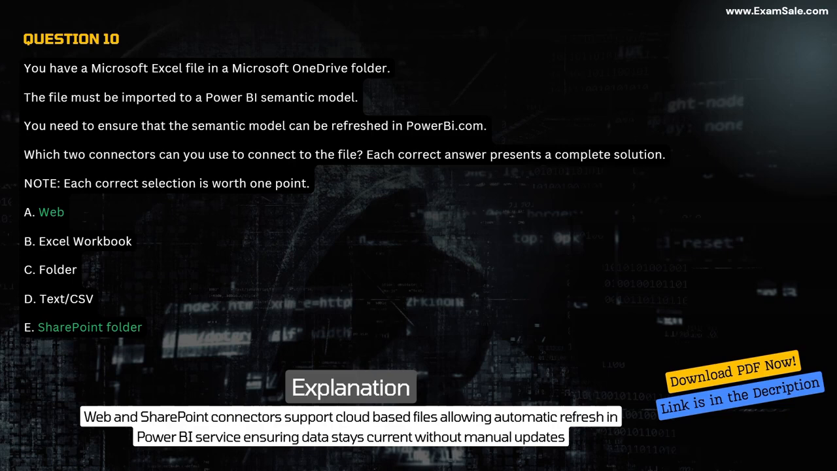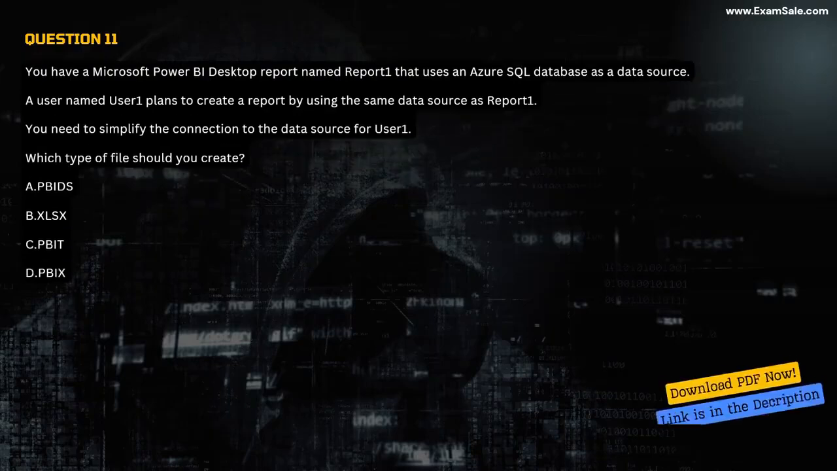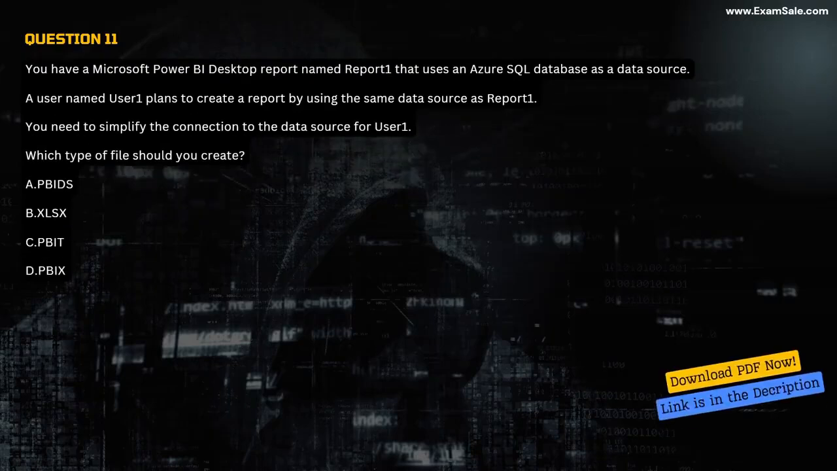Question 11. You have a Microsoft Power BI desktop report named Report 1 that uses an Azure SQL database as a data source. A user named User1 plans to create a report by using the same data source as Report 1. You need to simplify the connection to the data source for User1. Which type of file should you create?